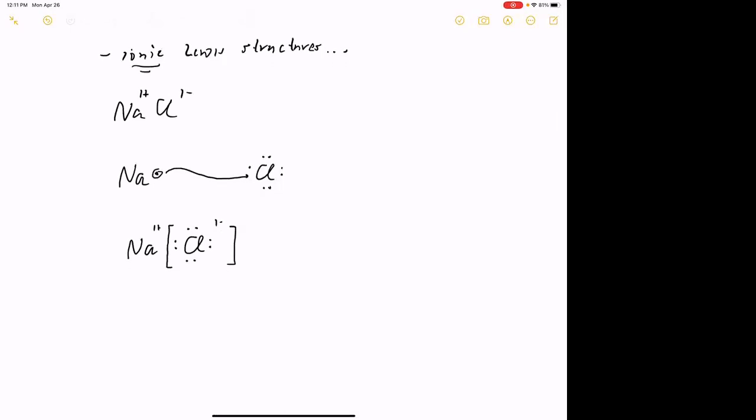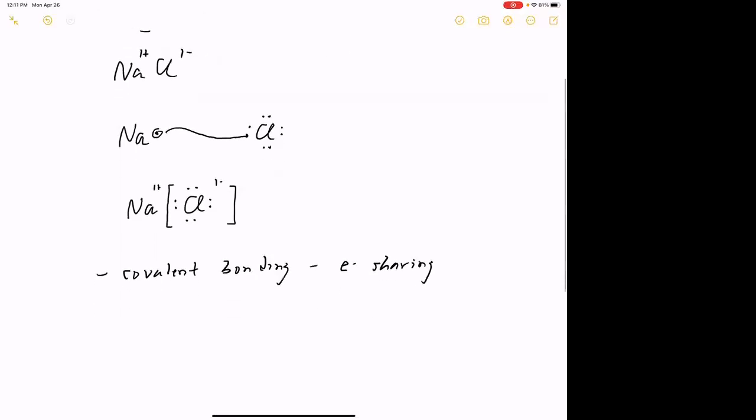But the other option is to look at covalent bonding. In the case of covalent bonding, you guys might remember that electrons get shared instead of stolen. So electron sharing is occurring. Now, covalent bonding, as you guys might remember, occurs between nonmetals. So it's a nonmetal plus another nonmetal.